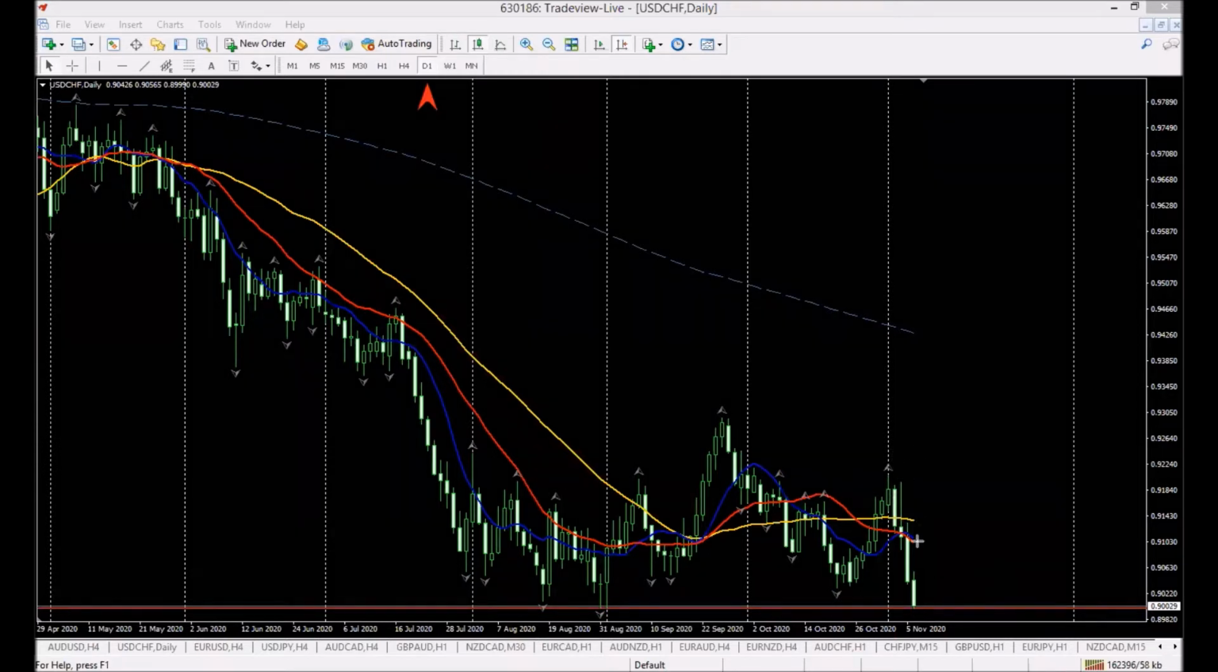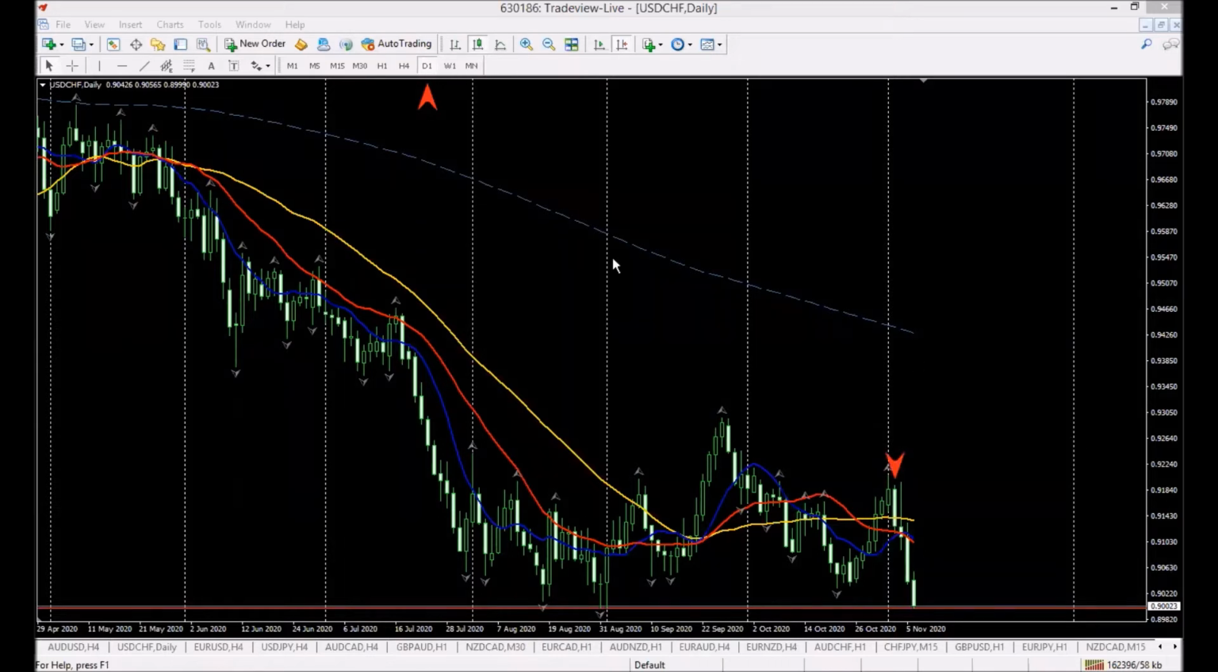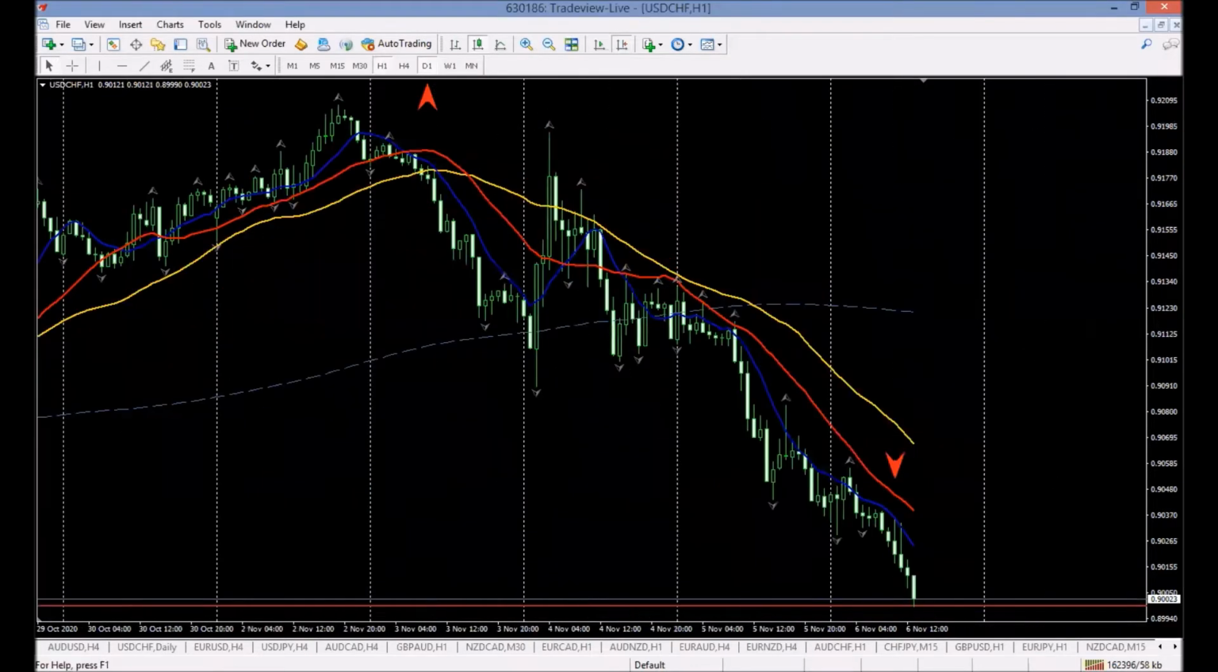Election was, today's Friday, so Thursday, Wednesday. So this was election day here. Let's just drop down to the hourly chart. I'm going to show you how I'm trading this market right now. It's the election, yeah?